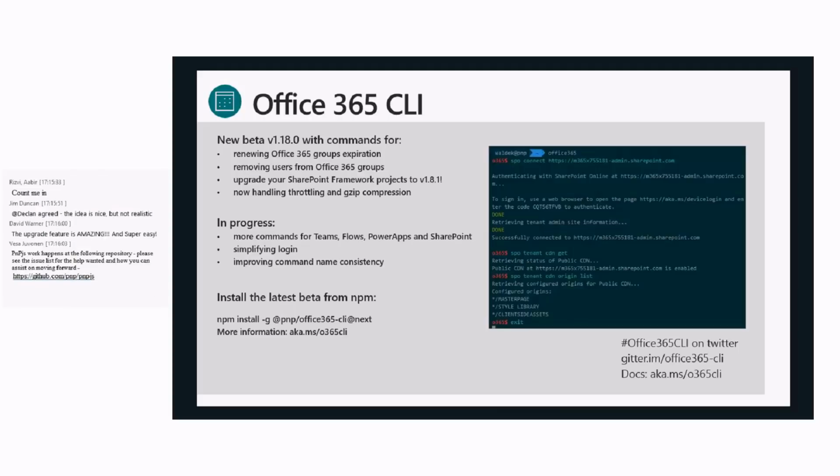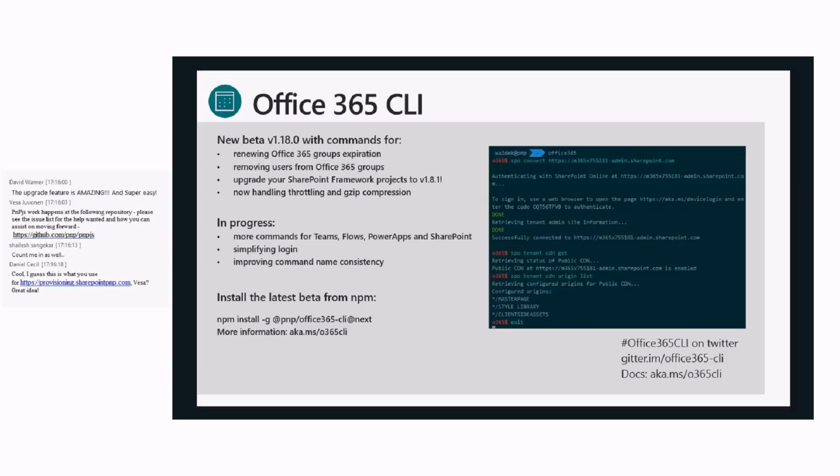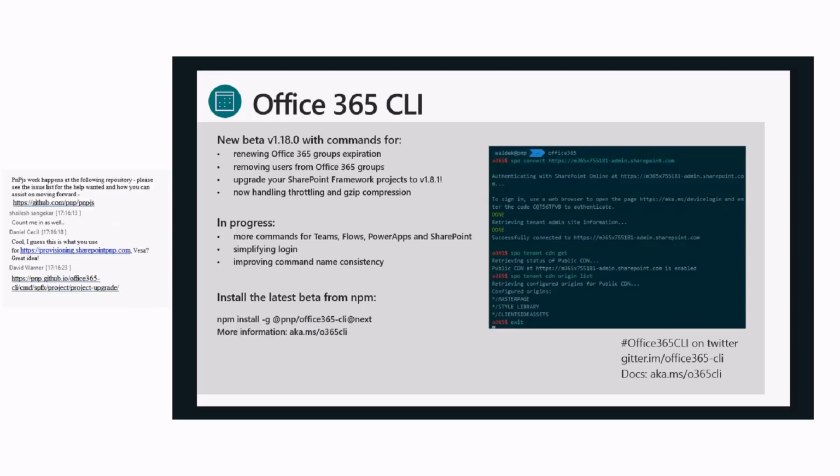Really amazing stuff. And then now handling throttling and as well gzip compression. So now I'm worried we need to be handling gzip compression somehow. In progress, more commands for Teams, Flow, Power Apps, and SharePoint, simplifying the login process and as well improving the command name consistency. So as with a lot of things, as it grows, there's a little bit of drift on the naming, and so working on getting that back in line.